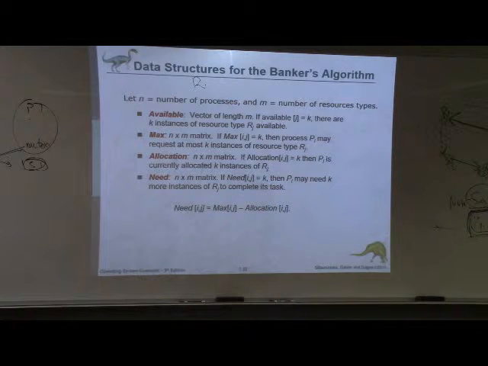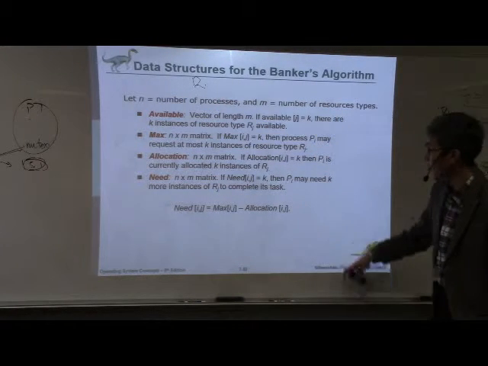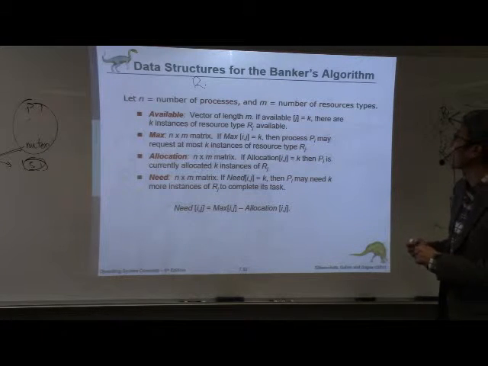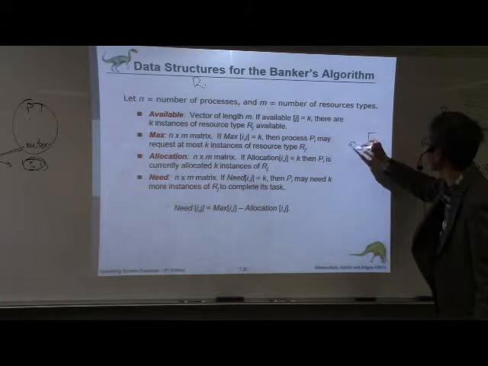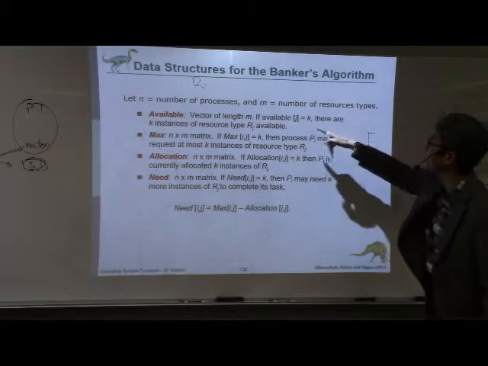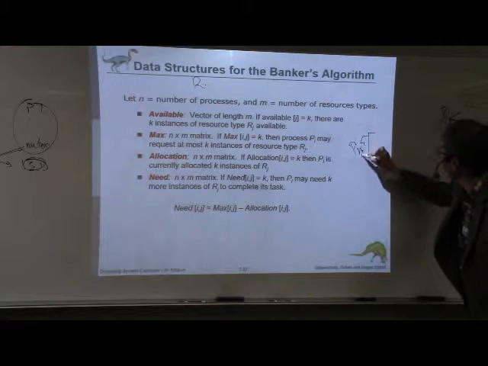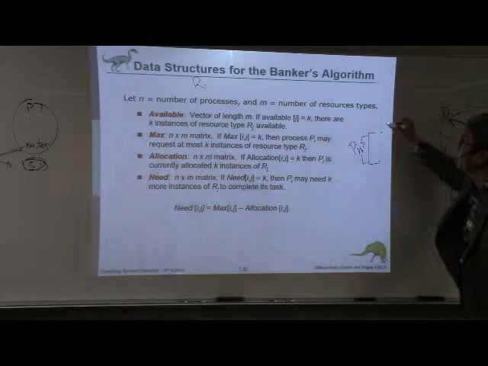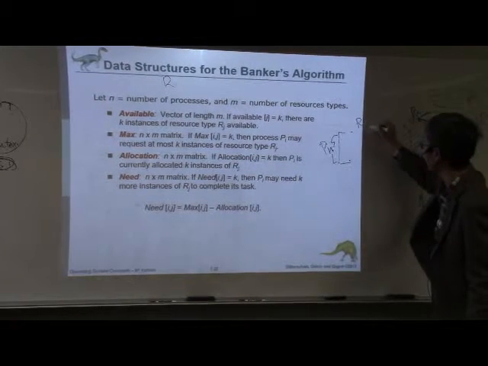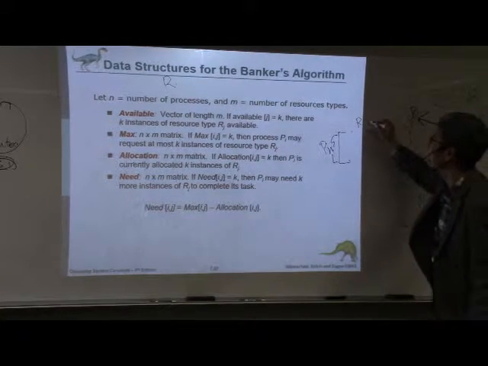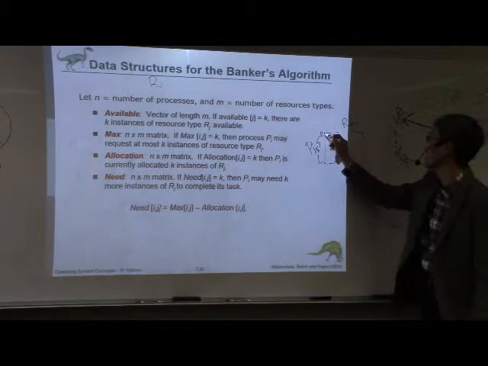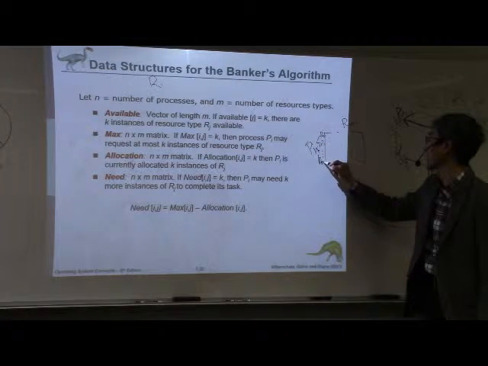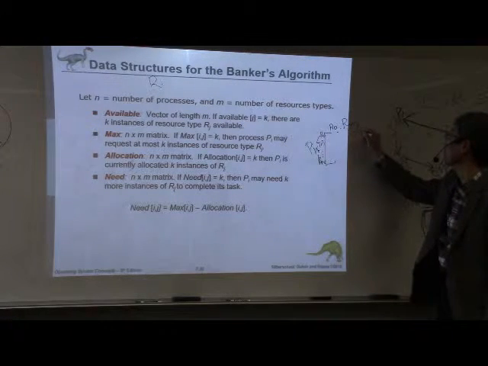So there are 4 variables. They are matrices. First, we have n number of processes, and m number of resources. For example, process 0, process 1 through process n minus 1, and resource 0 through resource m minus 1.